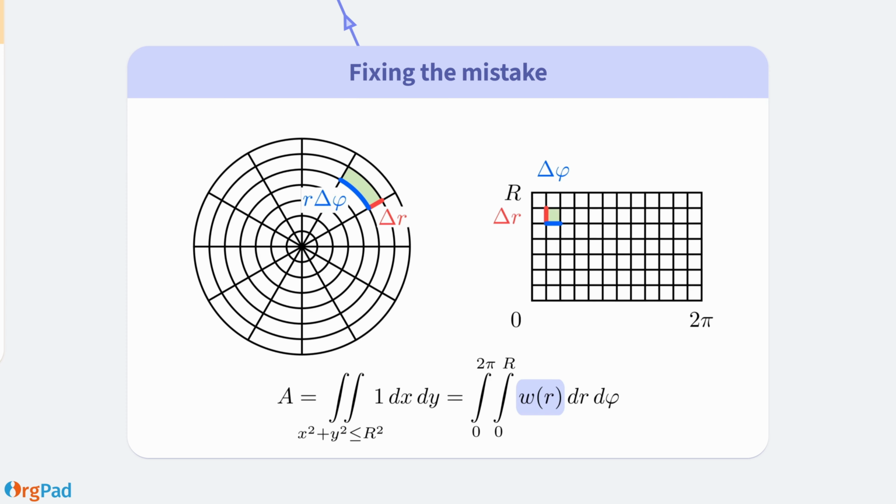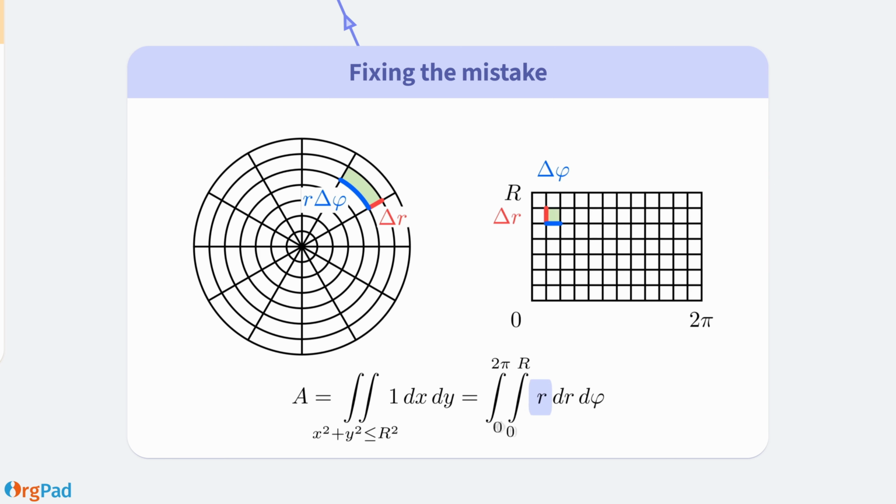As delta r and delta phi become smaller and smaller, the sector within the circle becomes closer and closer to a rectangle whose area is r times delta r times delta phi. So W(r) is equal to r.